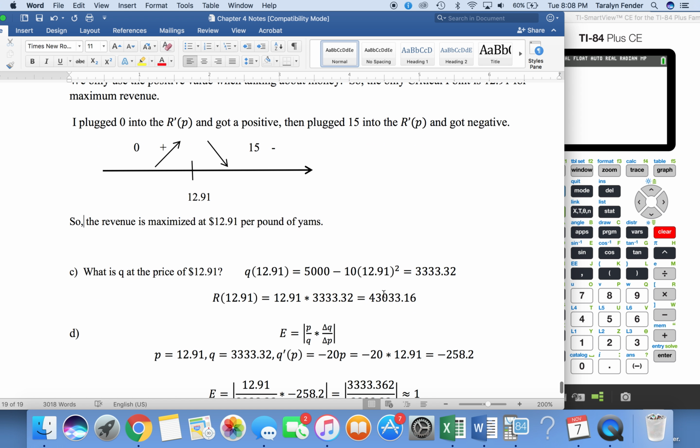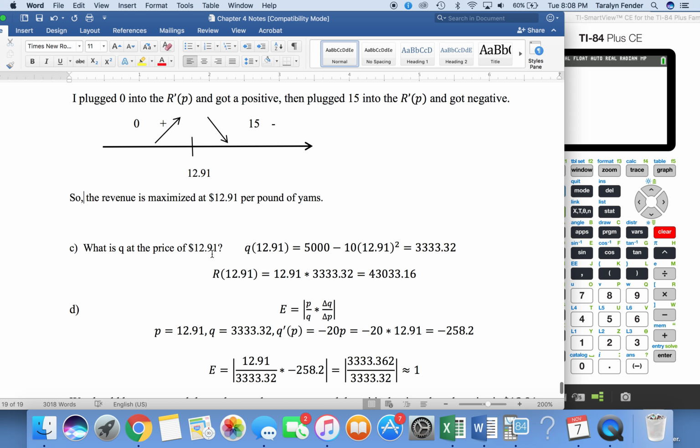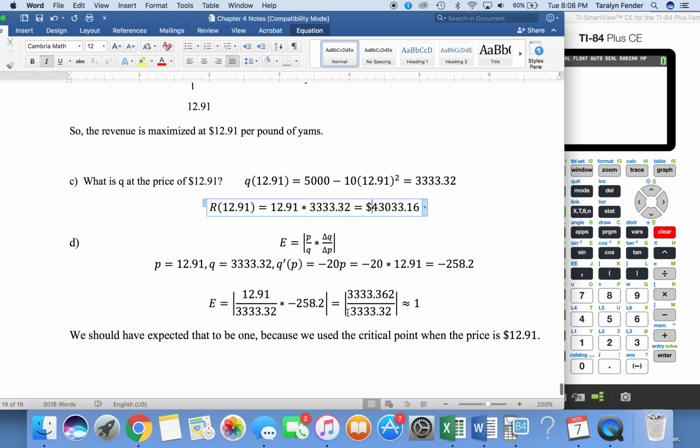So what is the Q at price of $12.91? Well, it's 3,333 pounds and a third. So if you plug that value in, you get the revenue is $43,033.16. And then we determine elasticity. And elasticity, when we plug all these values in, we get 1. So we should have expected it to be 1 because we used the critical point, and the critical point was when the price was $12.91.